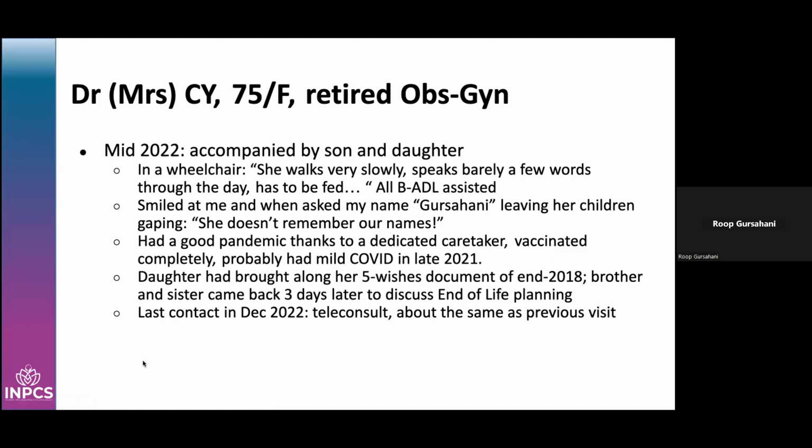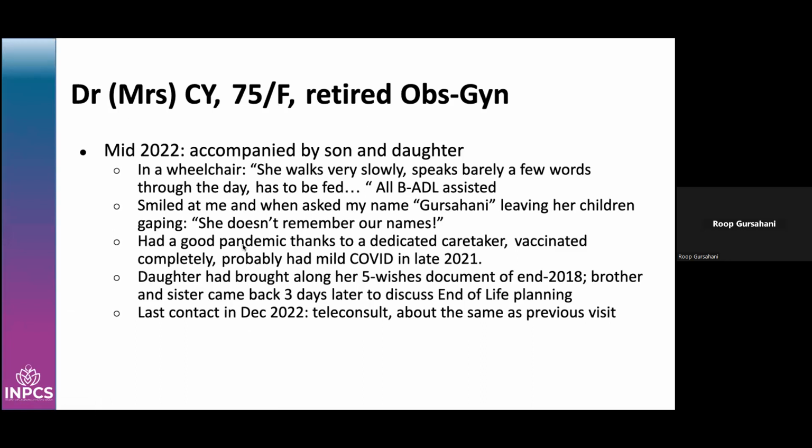There's been one more visit in December 22, but last year she came in accompanied by son and daughter, already in a wheelchair, few words, basic activities assisted, but she did say my name, surprising the children. And she had had a good pandemic.